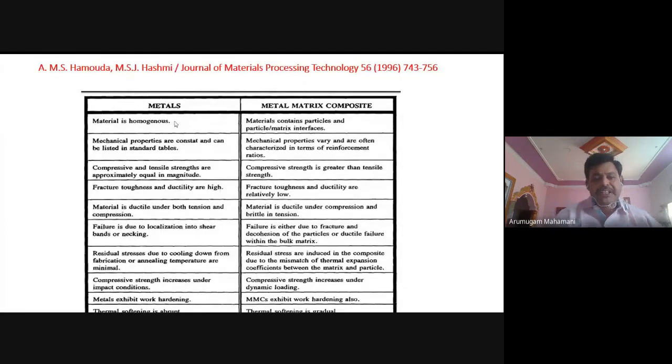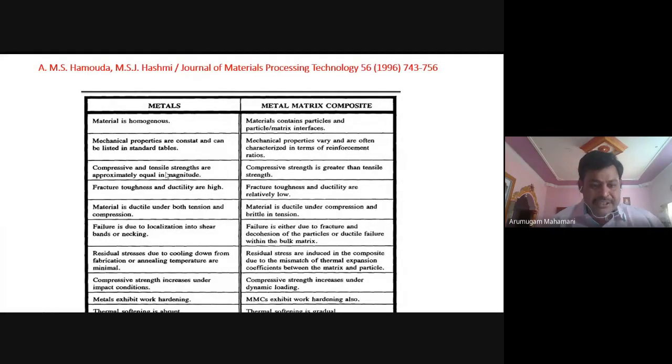In a homogeneous material, the mechanical properties are constant. Here the material contains particles, particle matrix, and particle interface. Three components are there, so it is not homogeneous, and the mechanical properties often change. For example, when you take a micro hardness, if the indentation falls on the matrix material, it will show less hardness. If the indentation falls on the matrix-reinforcement interface, it is moderate. If the indentation falls on the reinforcement, it will show more.